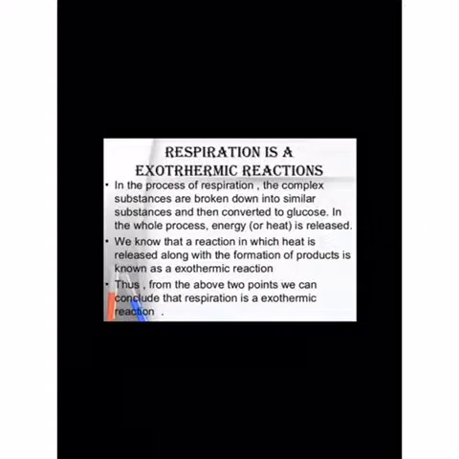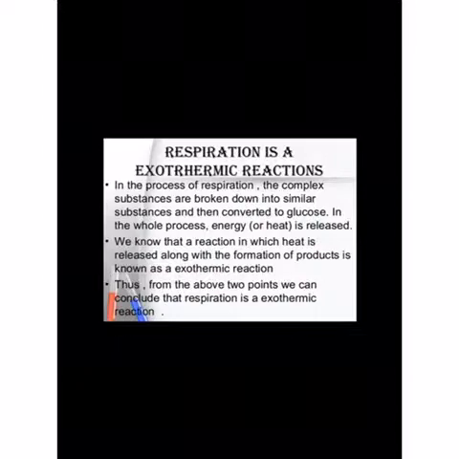Now, respiration is also an exothermic process, because in an exothermic process the heat is released. In the process of respiration, the complex substances are broken down into simpler substances, and glucose is converted. In the whole process, the energy is released. So, it is an exothermic reaction.